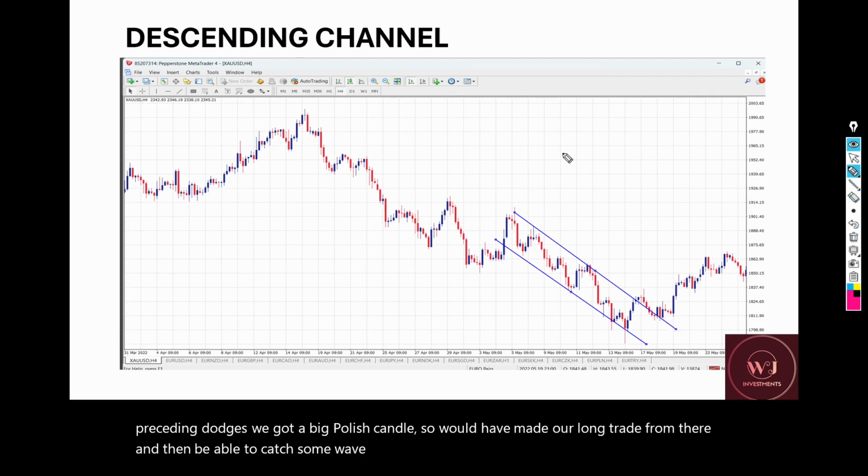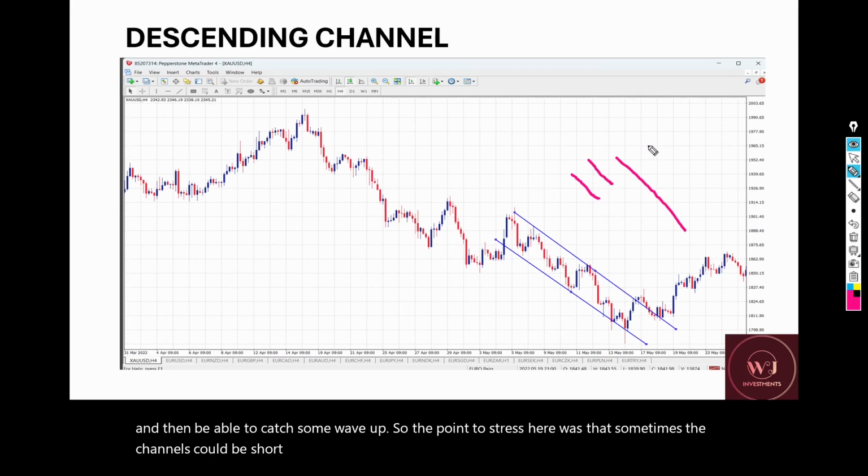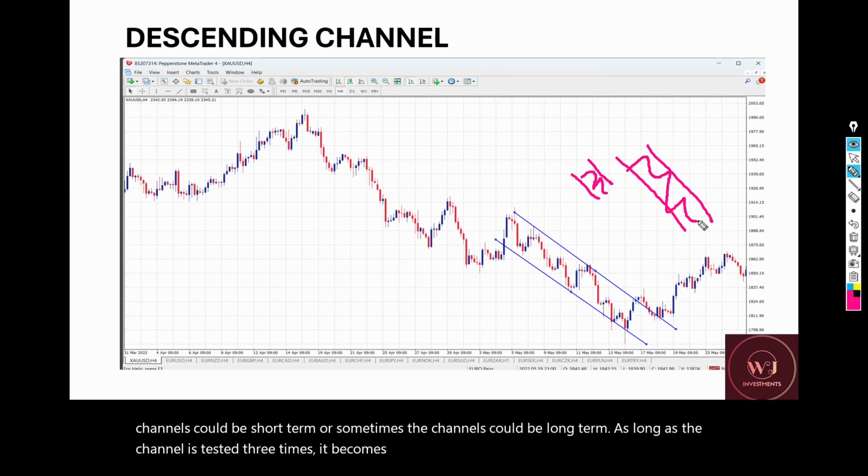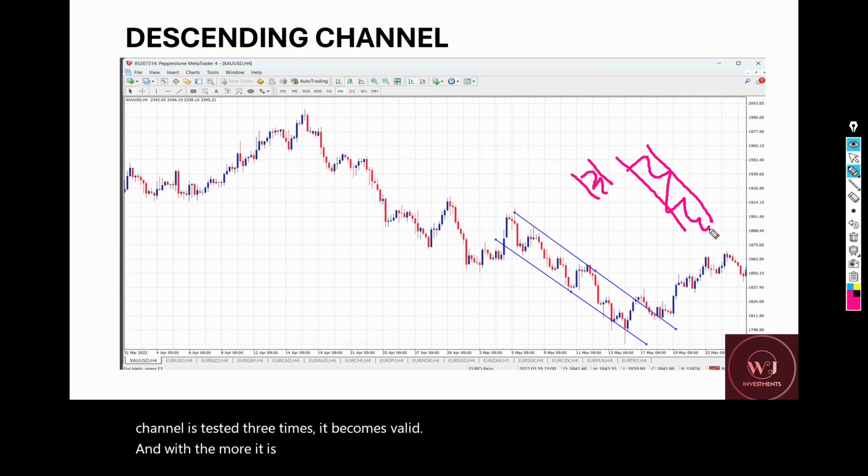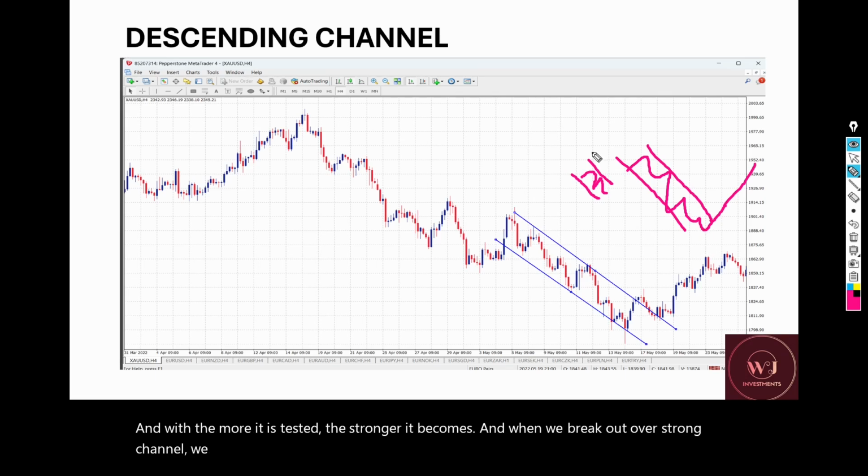So the point to stress here was that sometimes the channels could be short term, or sometimes the channels could be long term. As long as the channel is tested 3 times, it becomes valid, and the more it is tested, the stronger it becomes. And when we break out of a strong channel, we get a stronger signal compared to when we break out of a short term channel.